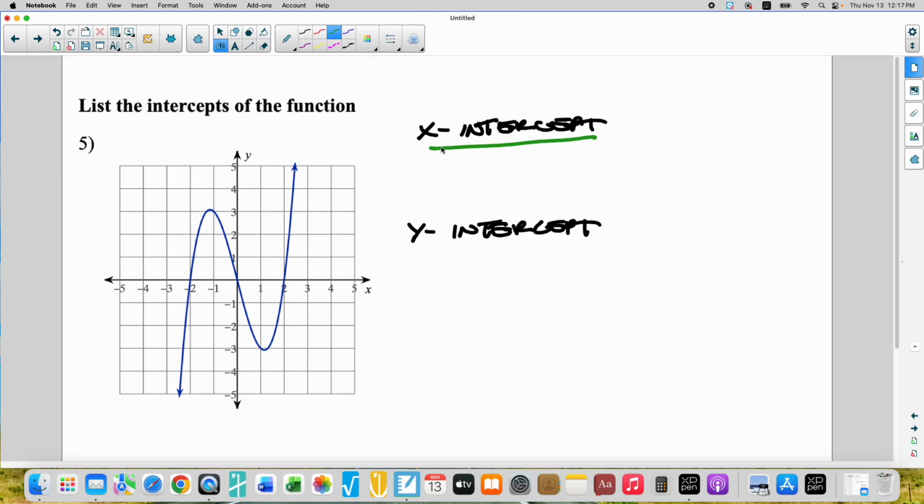Let's do the x-intercept. So it crosses the x-axis here, here, and here. So my x-intercepts are -2, 0, and 2. And my y-intercepts, where does it cross the y-axis? Also here. So this is both of them. So the y-intercept is 0. So that one's blue and green. We can cut it in half. So they share that intercept.